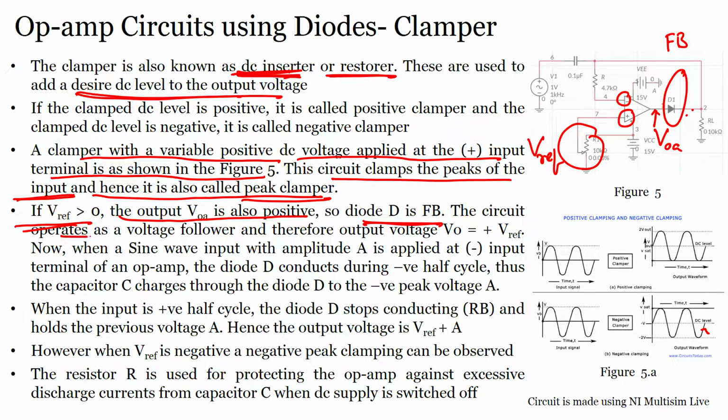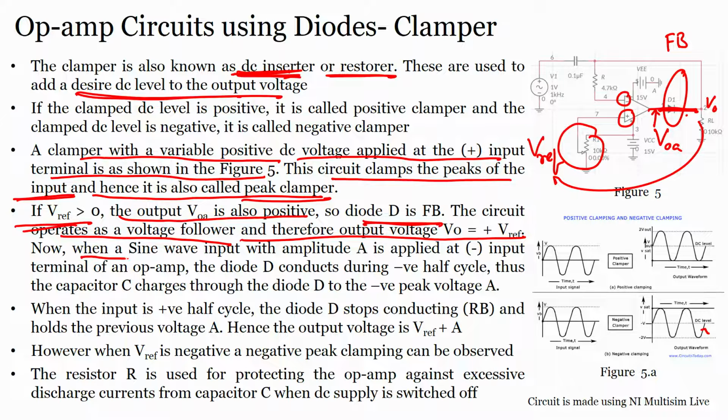The circuit operates as a voltage follower, because we are connecting it as such, and therefore the output voltage VO is nothing but V reference. When the diode is forward biased, the output voltage VO is equal to the reference voltage V reference.